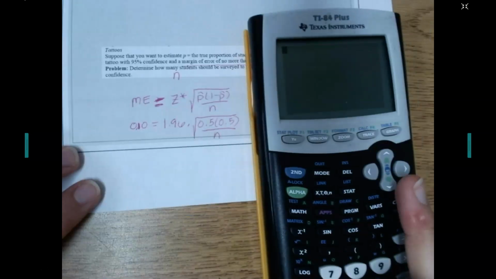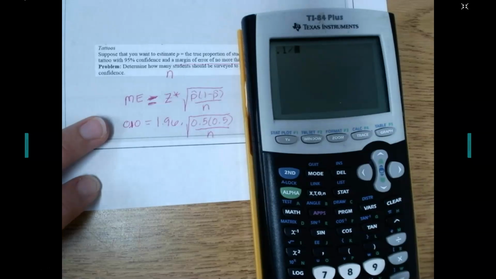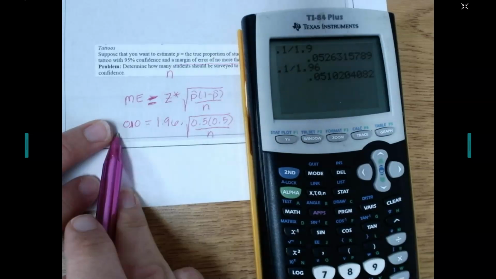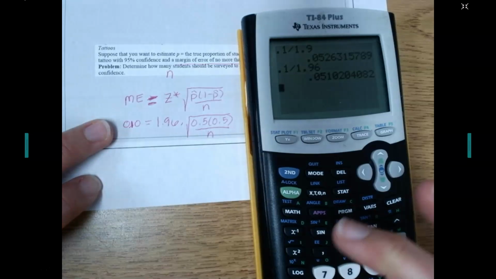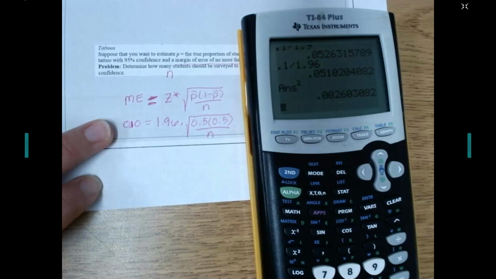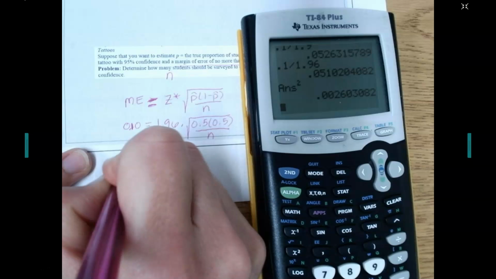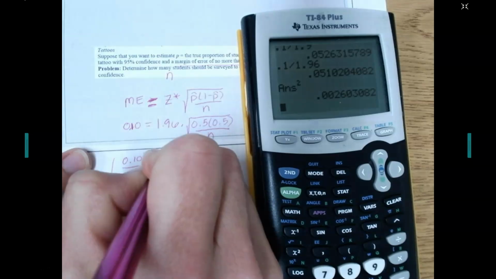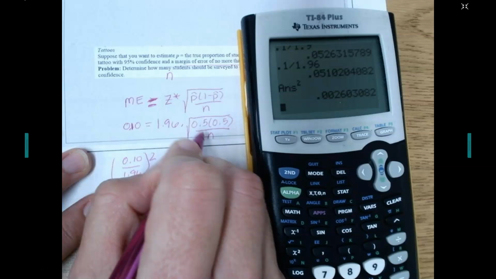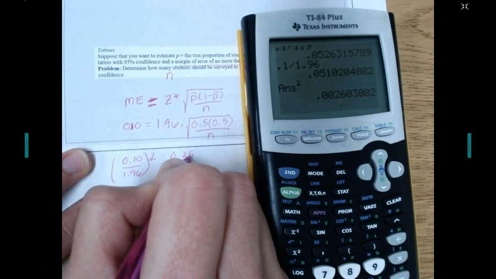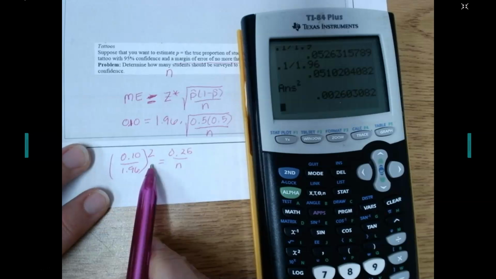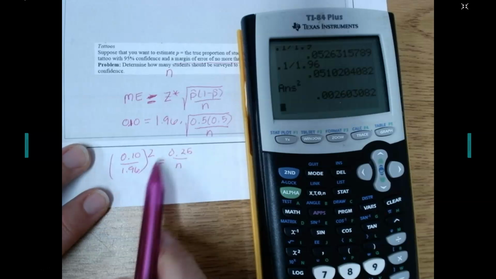And now I just have a little algebra to do. Okay? So on my calculator, I'm going to say 0.1 divided by 1.96. Okay, so I moved that over, right? Then I can square both sides to get rid of that square root. At this point I have said 0.1 divided by 1.96, and then I squared it. And so what I'm left with is now 0.5 times 0.5, which is 0.25 over n, right? So I need to multiply n to the other side. And then I need to say 0.25 divided by all of this.